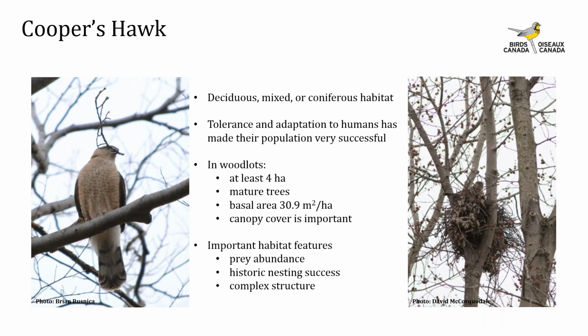Cooper's hawk occupy deciduous, mixed, and coniferous forests, as well as deciduous riparian habitat. They are tolerant to human disturbance and fragmentation, and along with more people putting up bird feeders, this has made them one of the most populous hawk species in North America. Woodlots tend to need to be at least 4 hectares, with mature trees and an average basal area of 30.9 square meters per hectare. They also prefer a nest site with a large amount of canopy cover to protect the nest against weather and predation.